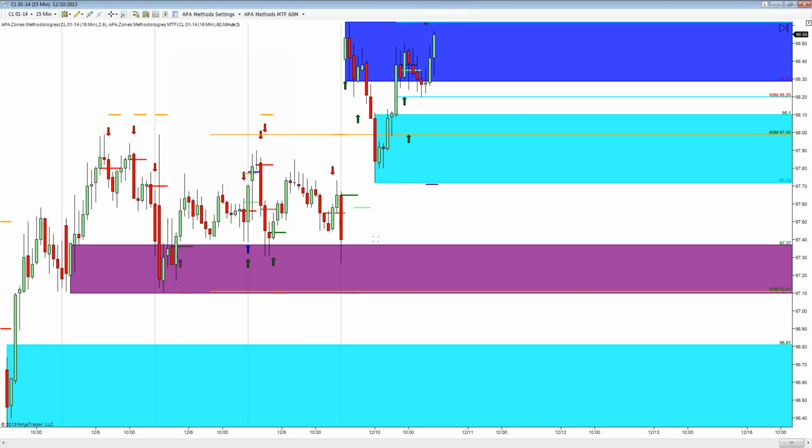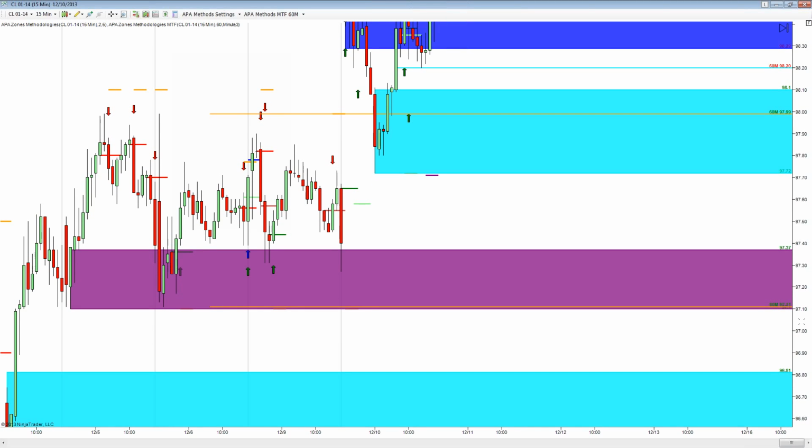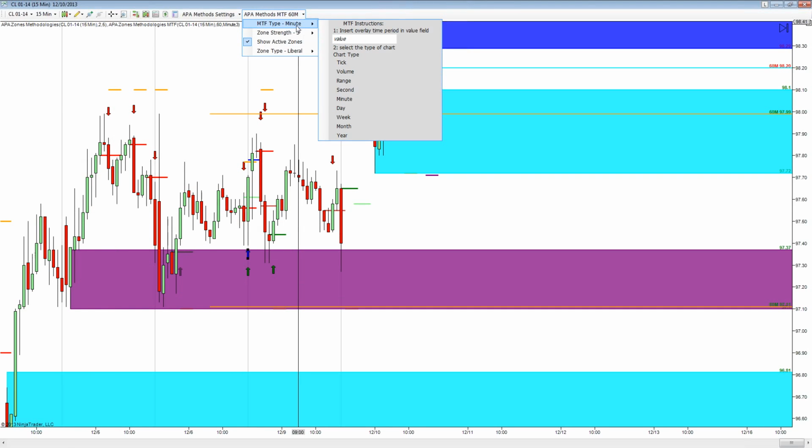Okay, so that's all the new stuff in APA methodologies and kind of the ideas behind it. Now you also notice there's a blue arrow here. Remember how we were talking about the breakout signals? That blue line that plotted right here is the most current breakout signal. So when price surpasses this level, this 15-minute zone, excuse me, I'm mistaken. That's actually being pulled from a 60-minute zone. Let me pull this off of a 15-minute level instead.